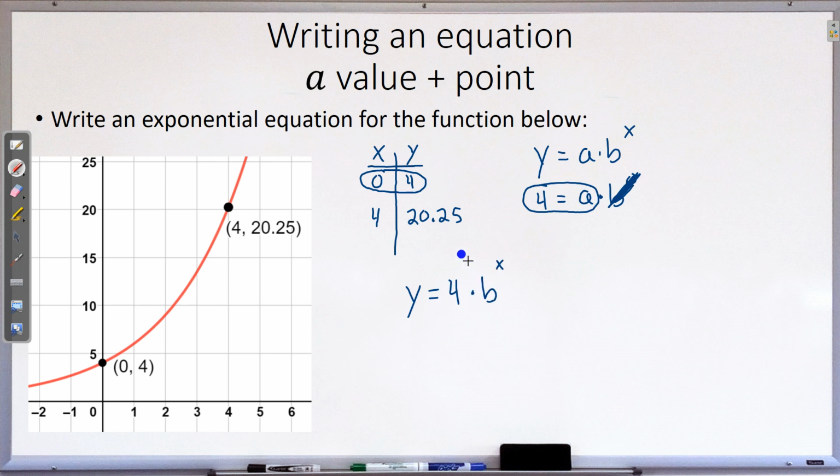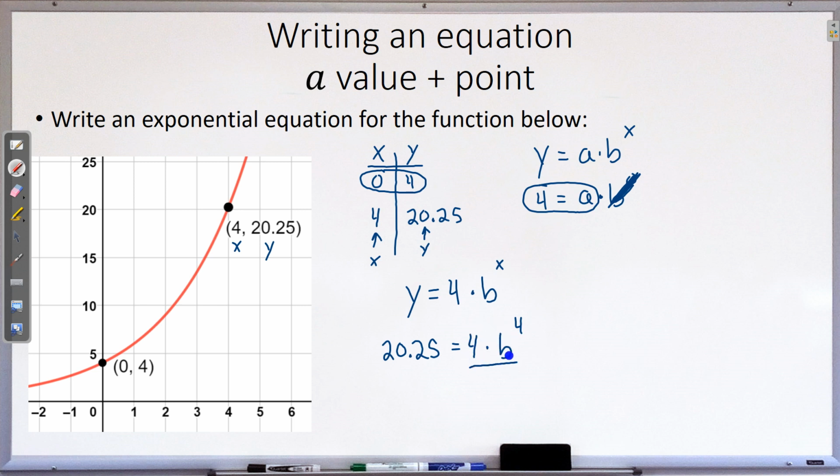So we need the b value still. To get that, we're going to plug in the 4 for x, and we're going to plug in the 20.25 for y, this other point right here. So 20.25 goes in for y, and 4 goes in for x. Oops, I know what a is. So a is 4 times b, and now the x value we're putting in is also coincidentally a 4. So now we need to solve for b.